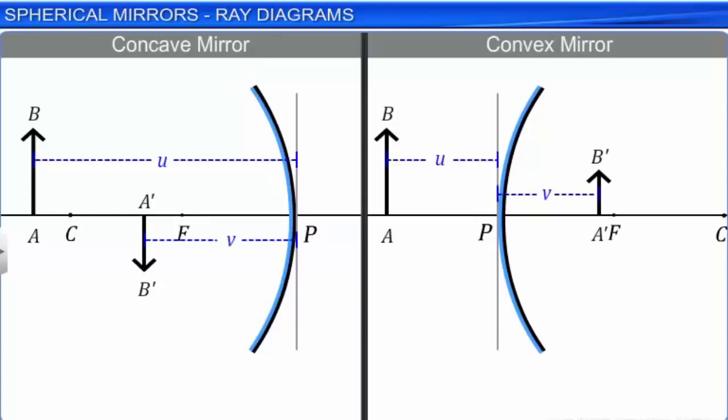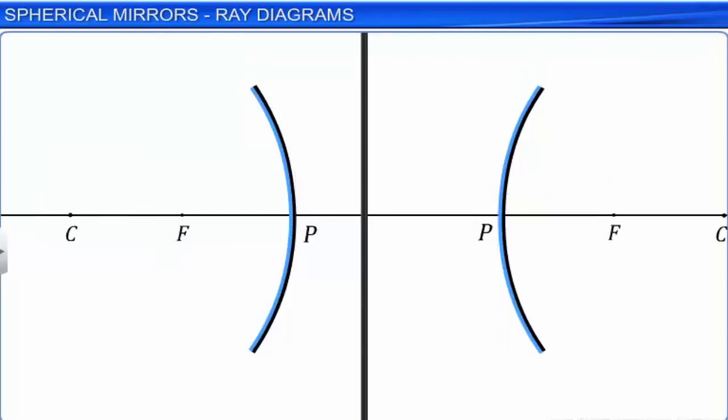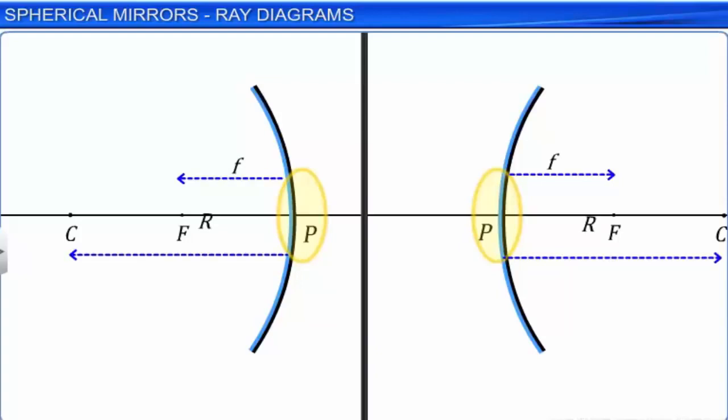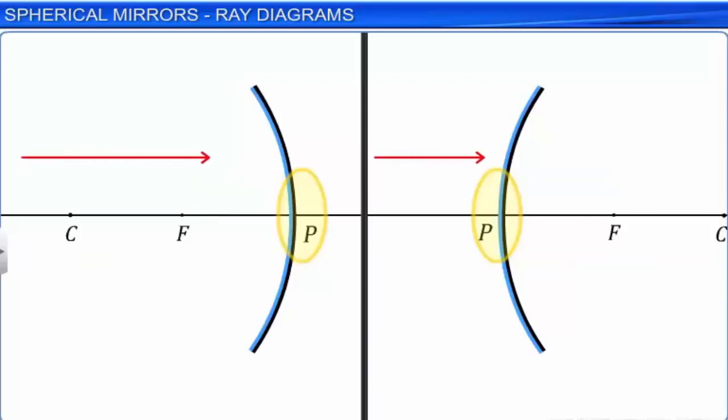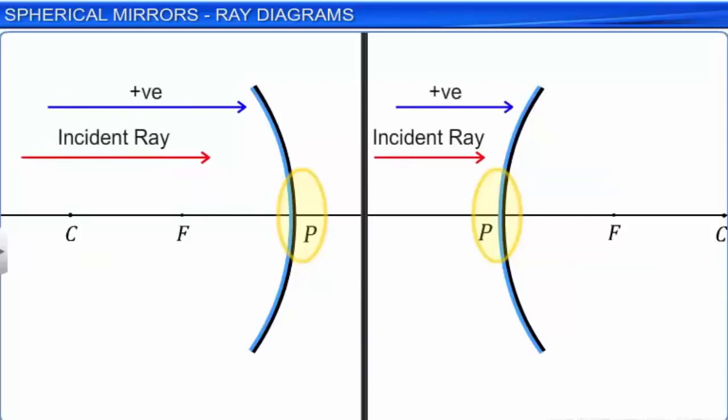We follow the Cartesian sign convention to measure distances from the mirror and heights from the principal axis. According to this convention, all distances are measured from the pole of the mirror. For example, the focal length F and the radius of curvature R are measured as shown. Distances in the direction of incident light are taken as positive, and distances measured in the direction opposite to the direction of incident light are taken as negative.